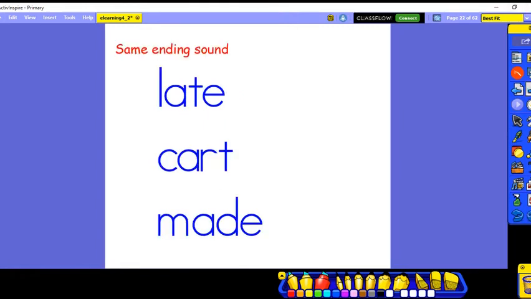Now let's look at words that have the same ending sound. Late, cart, made. Look, late and cart have the t sound at the end, but what do you notice? Look, late does not end with a T. It's got that vowel consonant E pattern, and so late has the t sound at the end, just like cart.